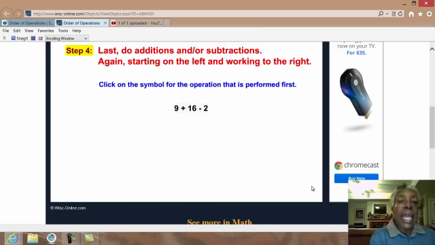Number 4, last, do any additions and or subtractions, again starting on the left and working to the right. Click on the symbol for the operation that is performed next.